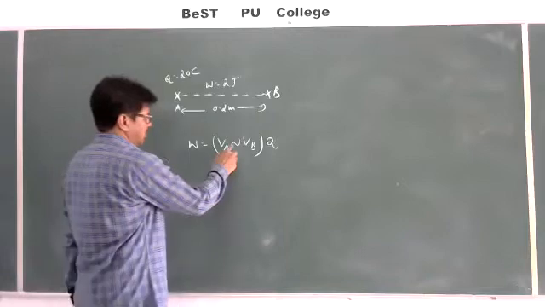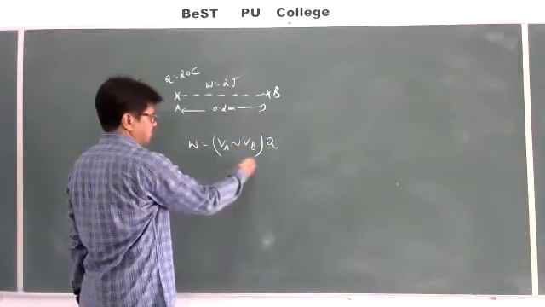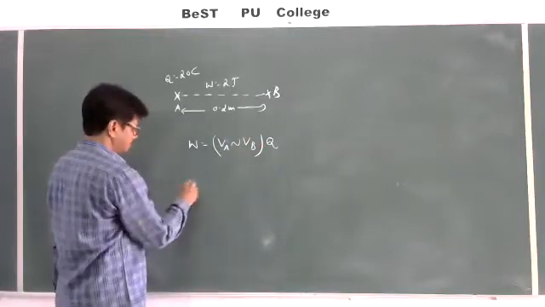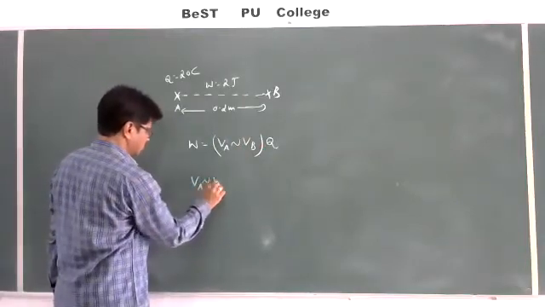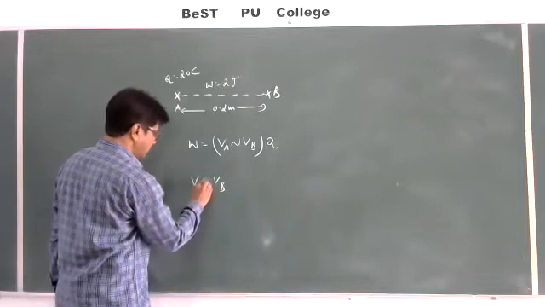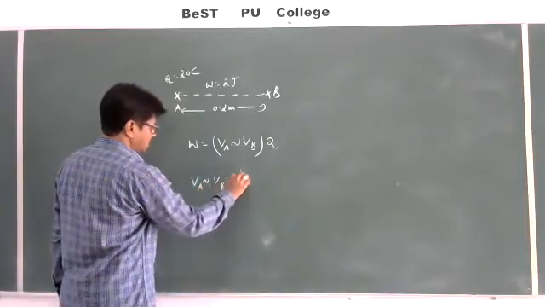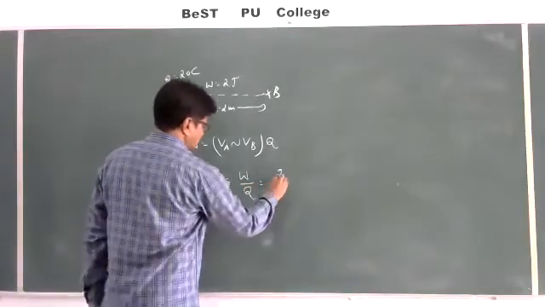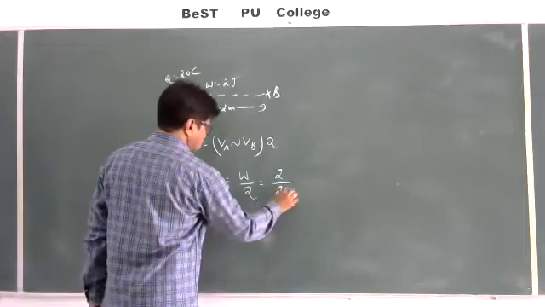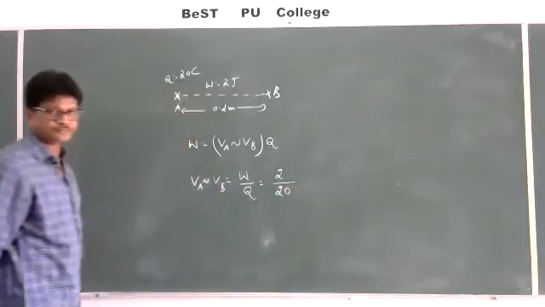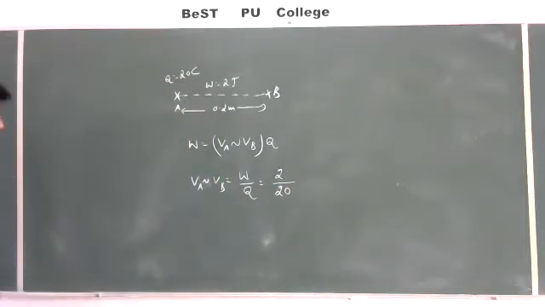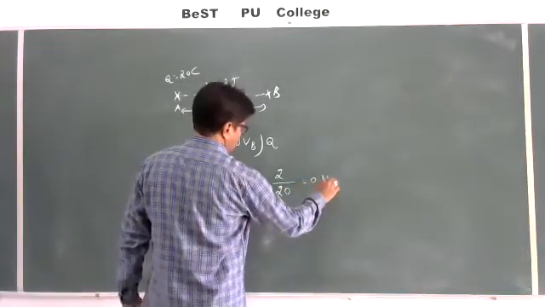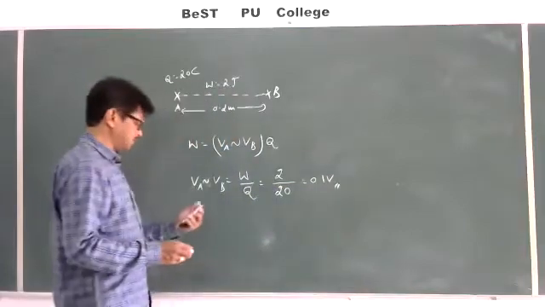W is equal to VA minus VB. That VA minus VB will give the potential difference. That's what he is asking. So potential difference VA minus VB is equal to W by Q, where W is equal to 2 joules, Q is equal to 20 coulomb, which is equal to 0.1 volt. That will be the potential difference.